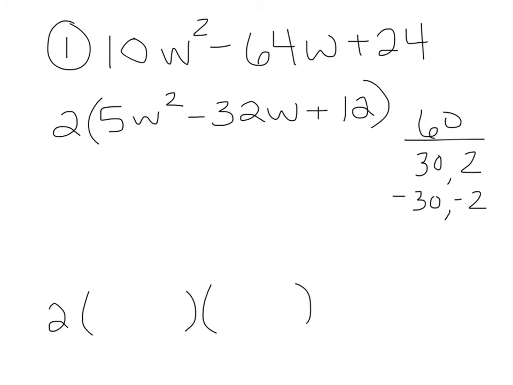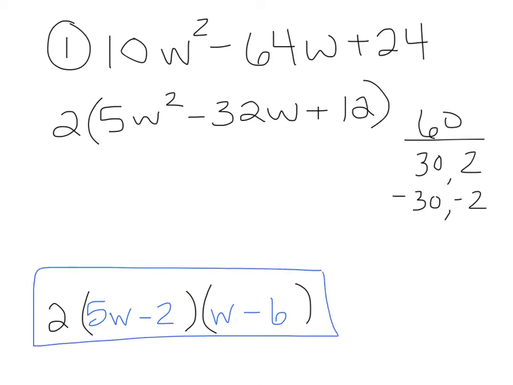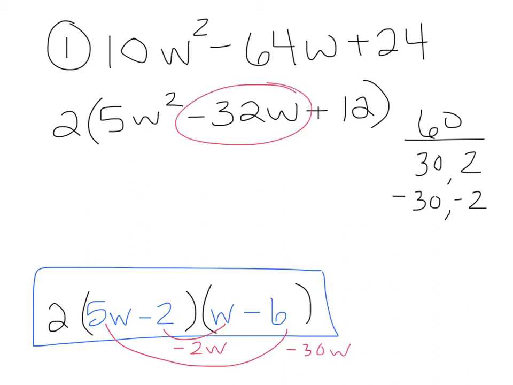All right, filling in my brackets here, I want to get to 5w, so that means 5w times w will give me 5w squared. We're going to do the minus 2 in this parentheses, and then what times 5 will give me negative 30? Well, negative 6. So we're going to say minus 6 in this parentheses. And here is your answer. We can double check it by saying negative 2 times w is negative 2w, and 5w times negative 6 is negative 30w. Those two added together equals the negative 32w, which is what you wanted.